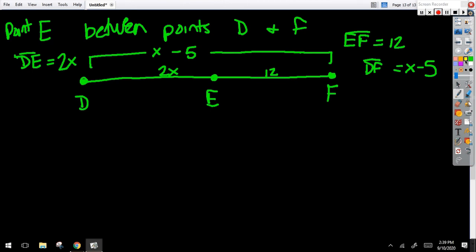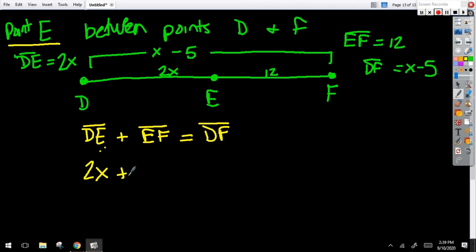Okay, so because I have defined point E to be in the middle each time, what I want to do is set up an equation, right? Because DE plus EF should equal DF since E is between D and F, right? All right, so DE is 2x, EF is 12, and it should equal x minus 5.